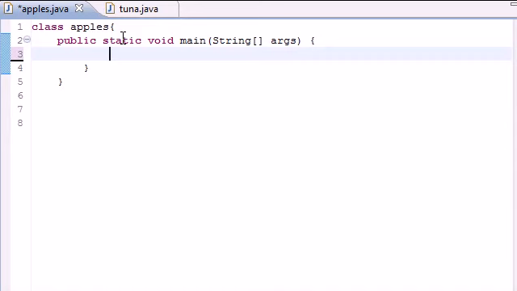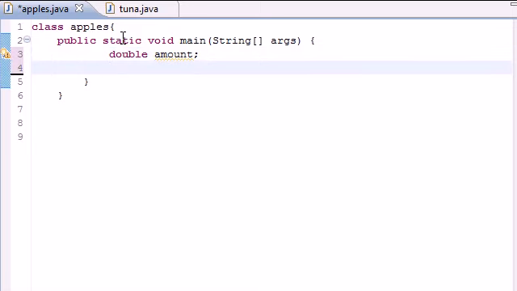So we need three variables: double amount, and we don't know what this is yet, so we're just going to leave it set to nothing. Double principal, and again, we're using double because we want to use decimal points. We can't use int because these aren't whole numbers. We need to use decimal points.